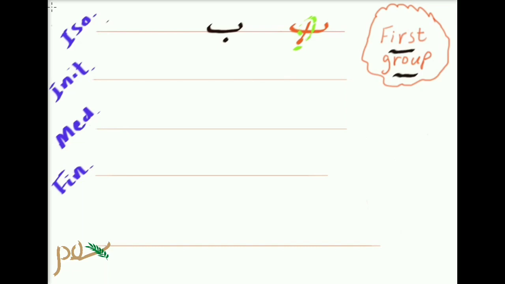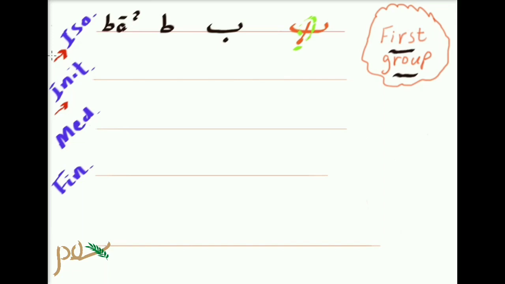This letter is called Ba in Arabic. Ba, which corresponds to the letter B in English. Now, as we have said earlier, letters are written in four forms according to their position in the word. This form is the isolated form of the letter Ba.